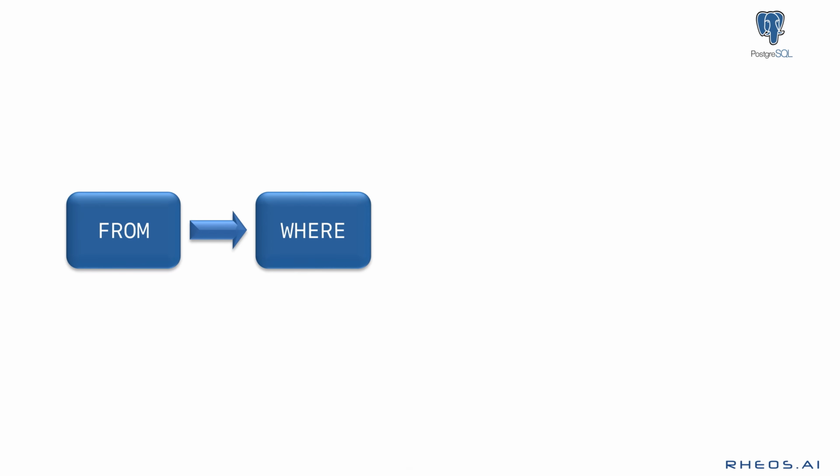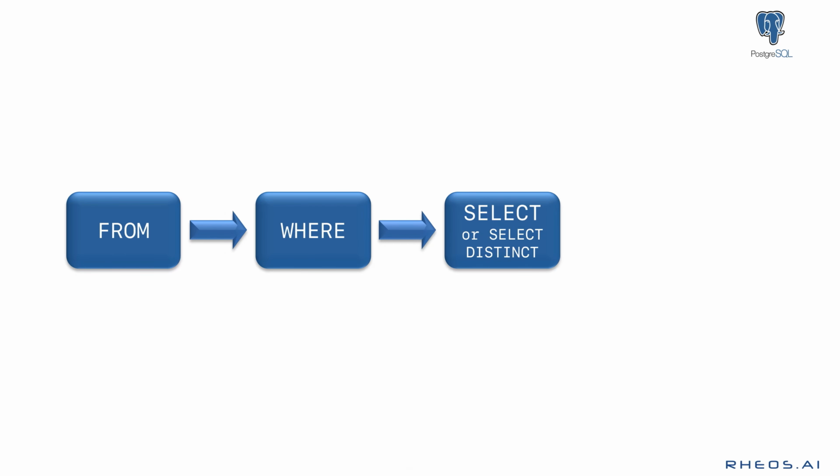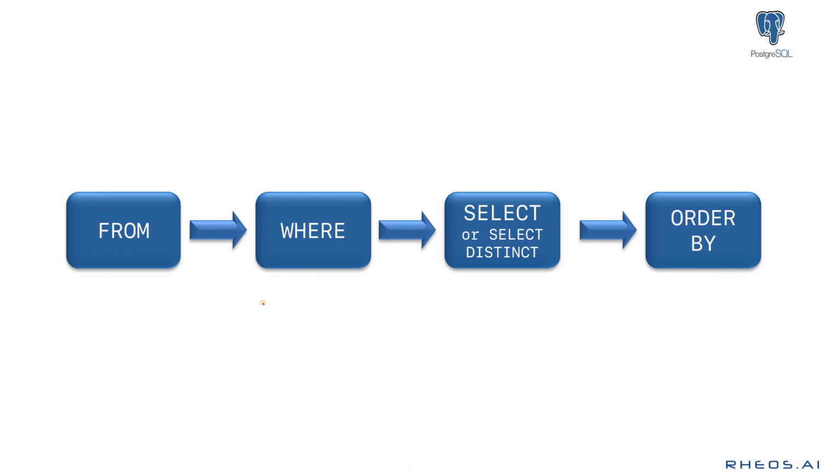As far as order of operations is concerned, the WHERE clause is executed after the FROM clause. So we have FROM, which is executed first, then WHERE, then SELECT, or SELECT DISTINCT, and finally ORDER BY. Let's look at a few examples to illustrate how the WHERE clause works.